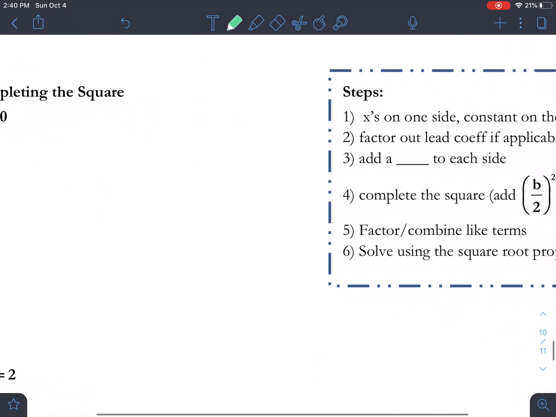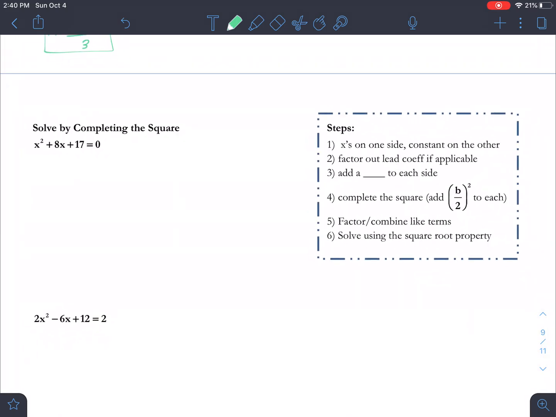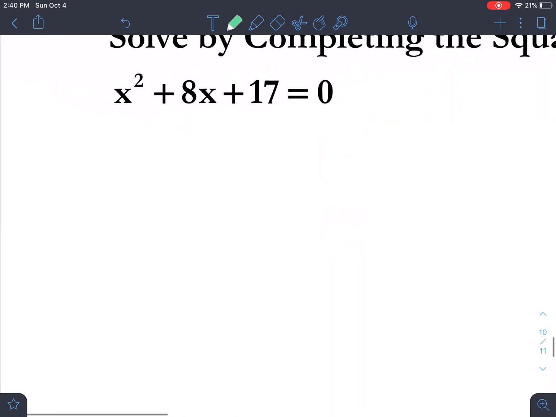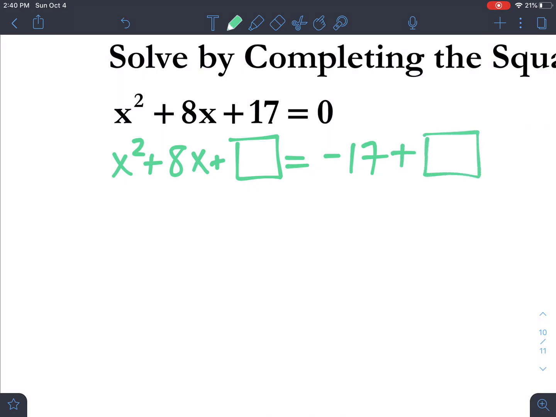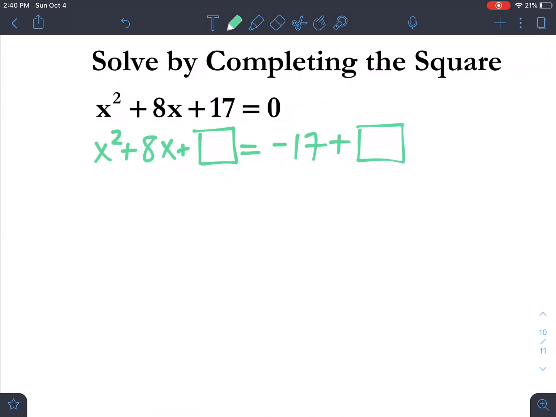Now, all my directions are over here, so I'm going to talk through them, and then if you need to refer back, you can. So very first thing, x² + 8x + 17. What we're going to do here is get rid of this constant onto the other side. So it's going to be subtract 17 from both sides. And we want to add a little space here. You can either draw a little square or just draw a blank space.